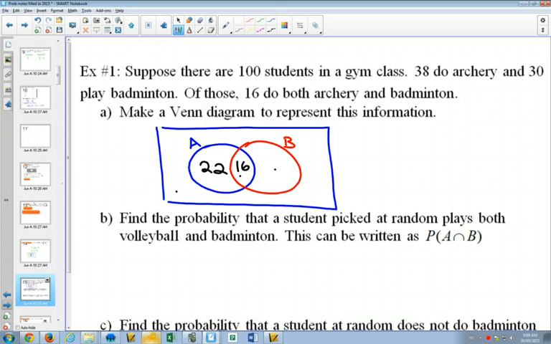30 play badminton, leaving 14 here, so now inside my red circle, which is badminton, I have 30. Now, if I take all three of these numbers together and add them up, I get 52. Means 48 students value their lives and don't play archminton.